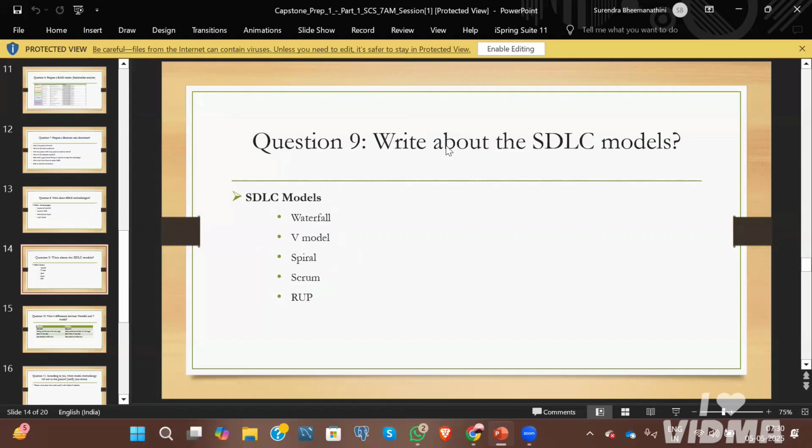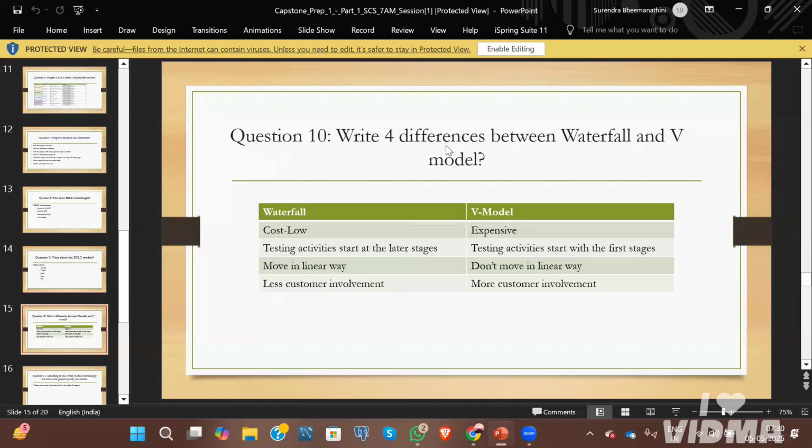You need to go through these models once again, and write four differences between waterfall and V model. Waterfall is a model, and V model is also a model. Waterfall is low cost, and V model is expensive. In waterfall, testing activities start at a later stage, while in V model testing activities start from the first stages. Waterfall moves in a linear way, V model doesn't. Waterfall has less customer involvement, V model has more.